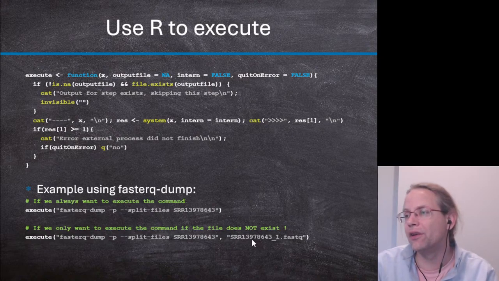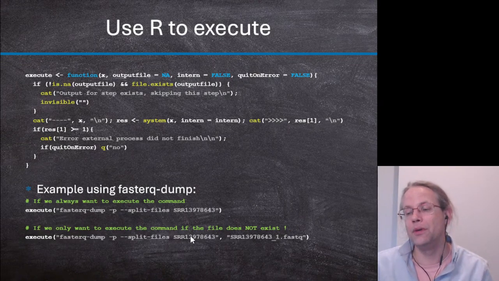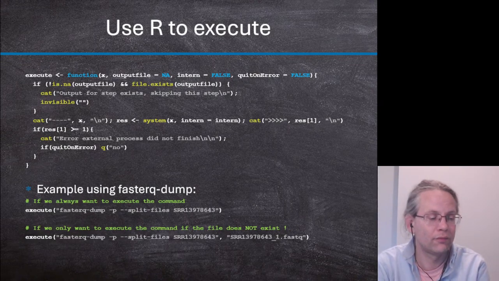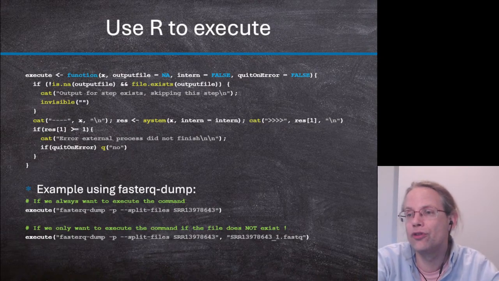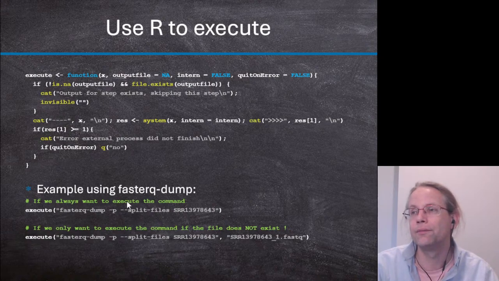If we, however, give it the name of one of the output files, in this case _1 dot fastq, because this is the left read, then if the left read file is there, it will not execute this command. So it's just a way of being nice to your local neighborhood server. Because you always want to be nice to the Ensembl servers. You don't want to download 5 GB if you already have the same 5 GB on your hard drive.